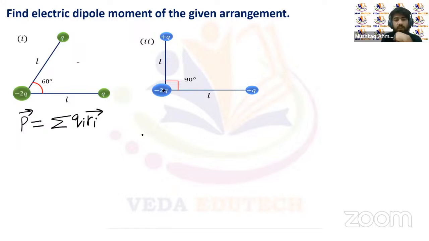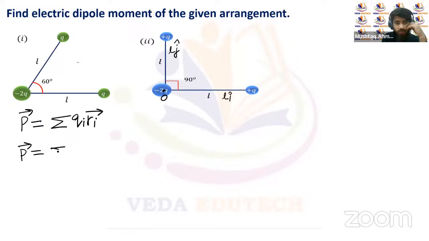case number second, right? Now we can find the dipole moment in the vector form. Let's suppose this is the origin, right? If this is the origin, then the distance from here to here will be L i cap, right? We can write this vector as L i cap. So the r vector for this charge q will be L i cap, and the r vector for this charge q will be L j cap, right? Now we'll be calculating the net dipole moment.